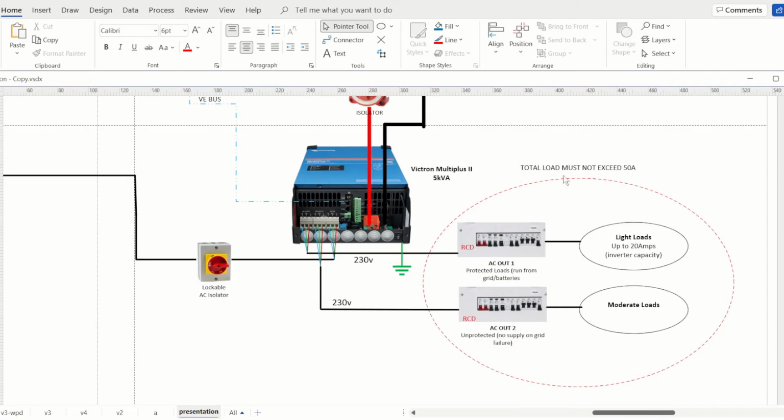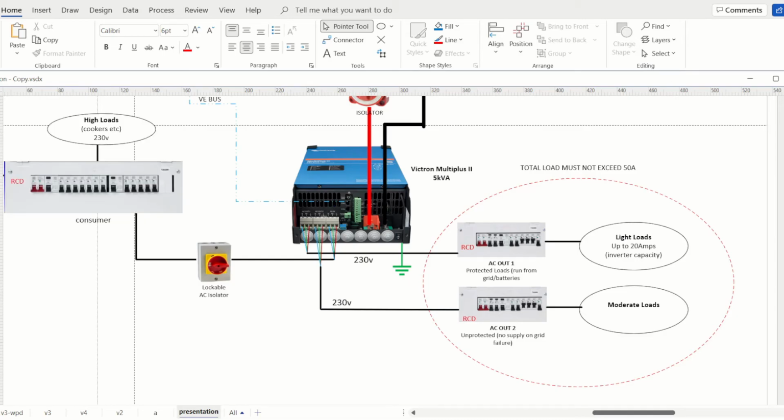Again, in total, when the grid's present, you can't exceed 50 amps here. So if you had a car charger running overnight and an immersion heater, hot tub and everything, it's actually pretty likely that you could exceed that amount of power. So what you can do is effectively have the Victron be downstream. So in this case, you'd have a consumer unit here.